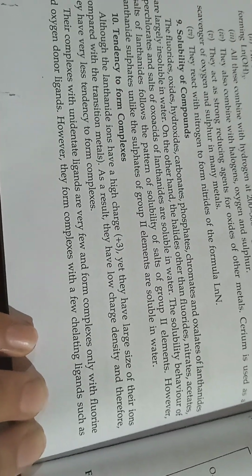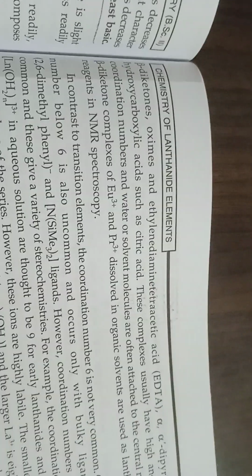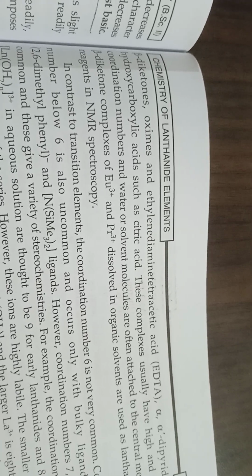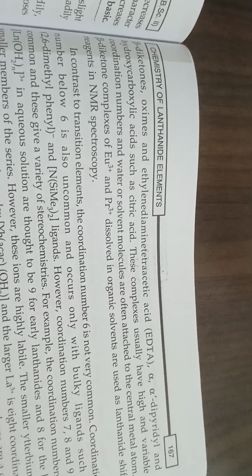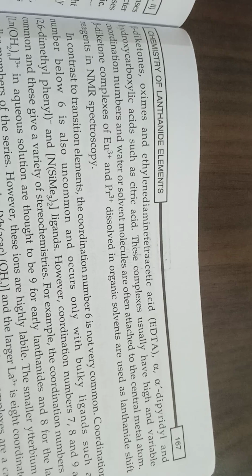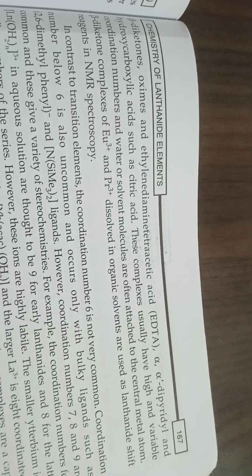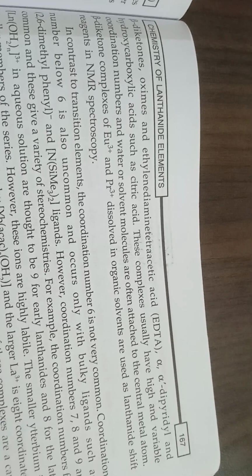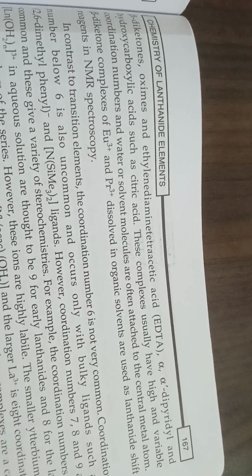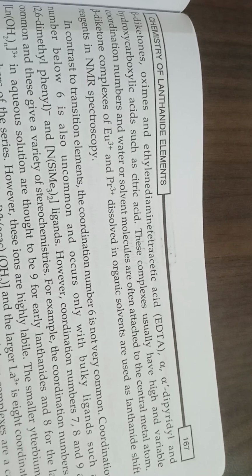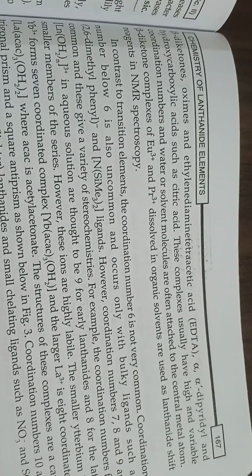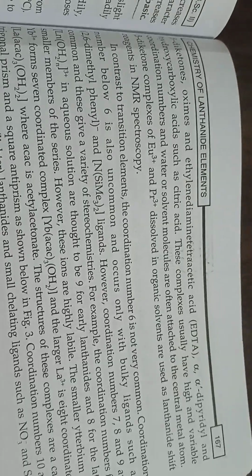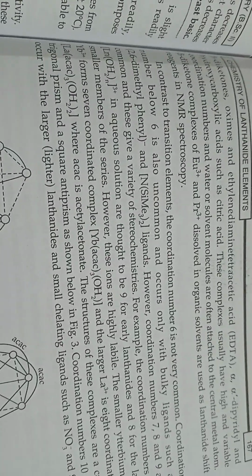However, they form complexes with a few chelating ligands such as beta diketones, oxamines and ethylenediaminetetraacetic acid, alpha alpha dipyridyl and hydroxycarboxylic acids such as citric acid. These complexes usually have high and variable coordination number, and water or solvent molecules are often attached to the central metal atom. Beta diketone complexes of Eu3+ and Pr3+ dissolved in organic solvents are used as lanthanoid shift reagents in NMR spectroscopy. In contrast to the transition elements, the coordination number of 6 is not very common.